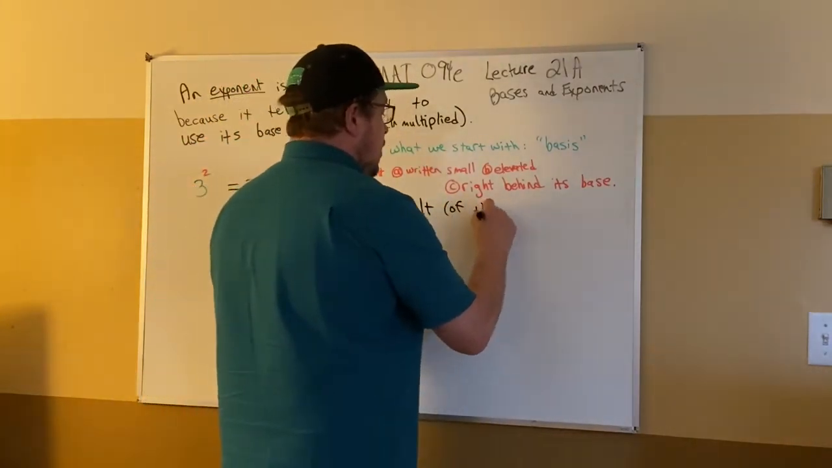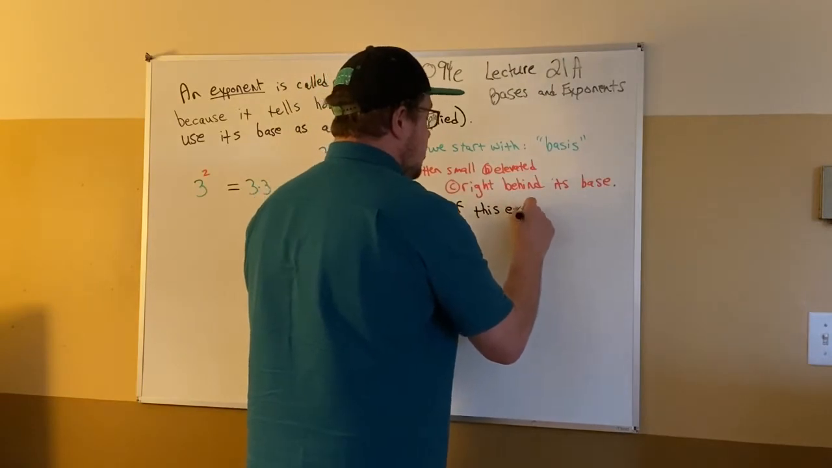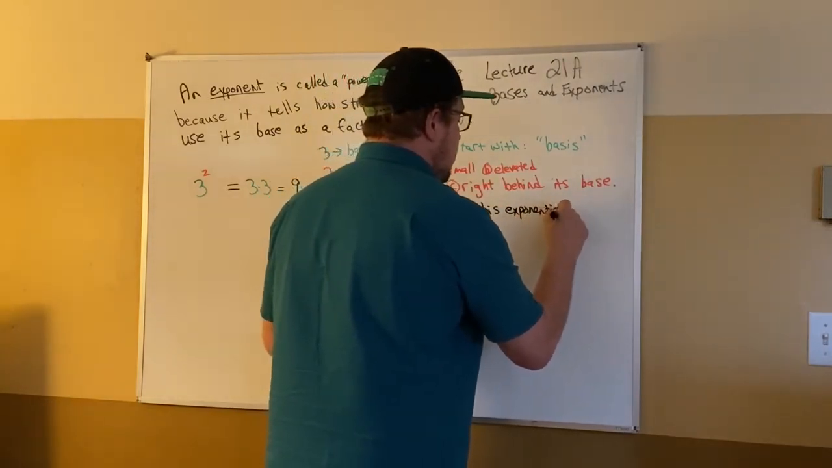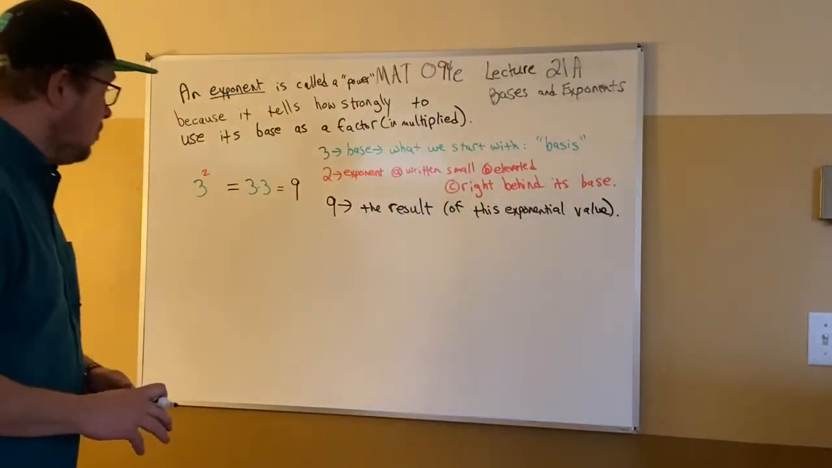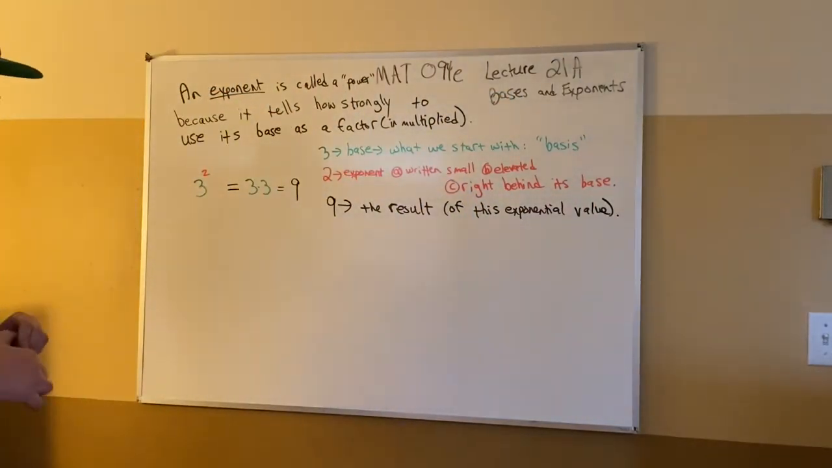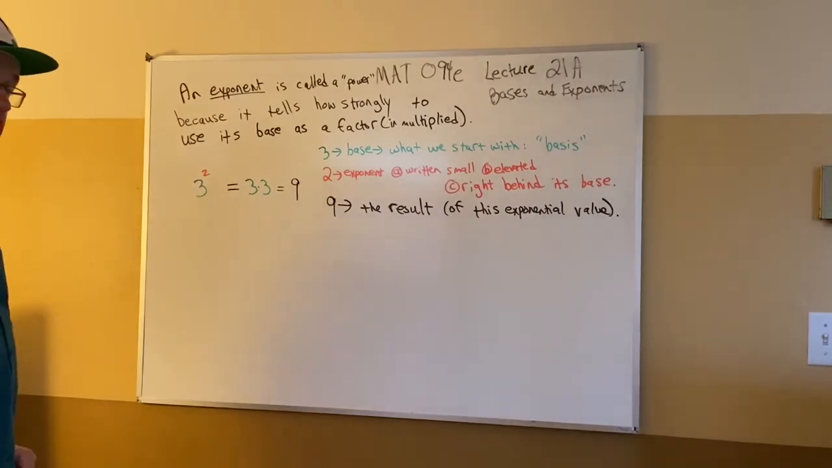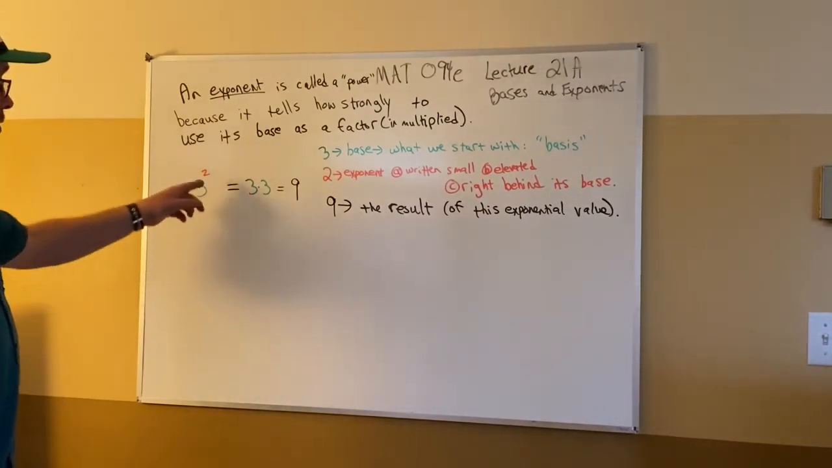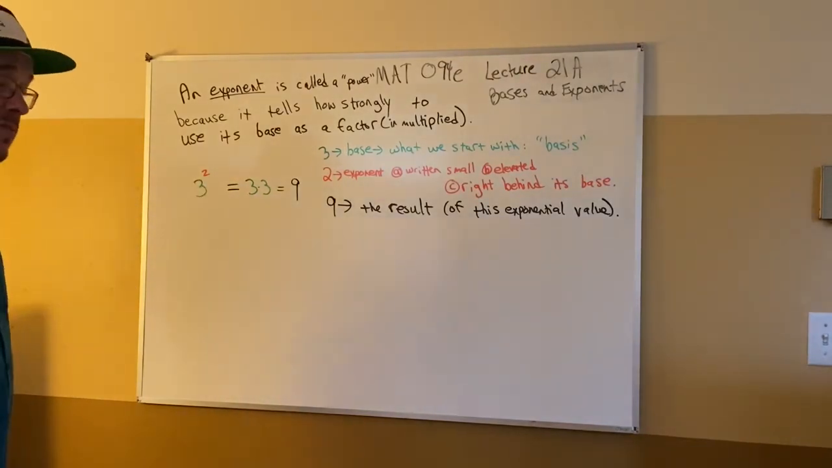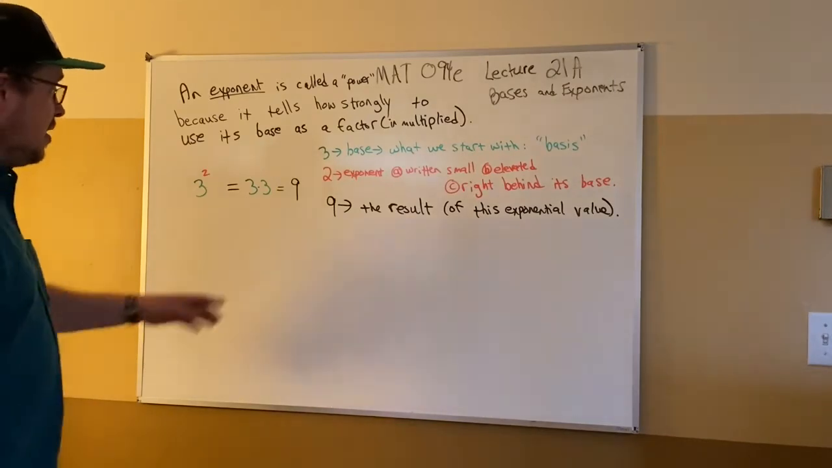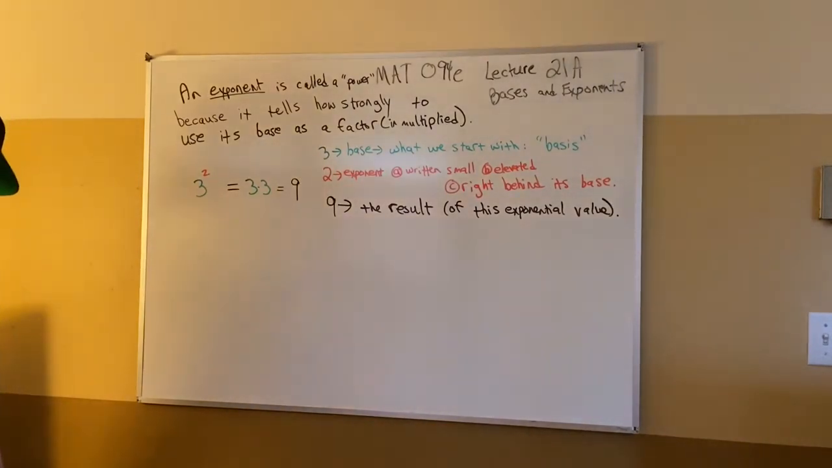Of this exponential value, 9 is the result because if we have 3's, that's what the green tells us. If we have 2 of them, that's what the red power tells me. I have them being multiplied because of where the 2 is sitting. So I have 2 3's, 3 times 3, because it's an exponent, and it gets me the result of 9.